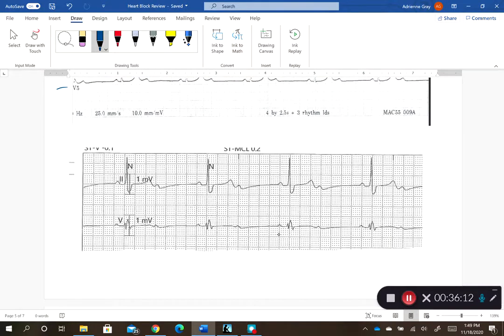All right, here's another good example of a second degree type 2, but we'll go through and do our rhythm ID. So I'm going to circle all my P waves here. I don't have the whole complexes here, so I'm going to skip that part. Now I can circle my QRS's. So again, I have more P waves than I have QRS's, so I'm already thinking that it's going to be some type of heart block.